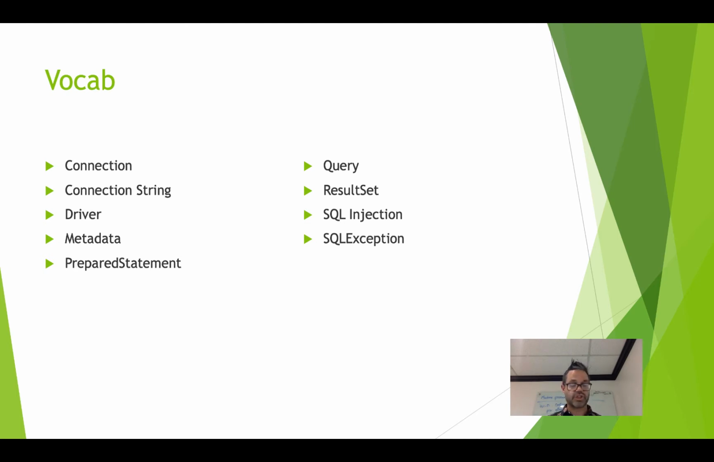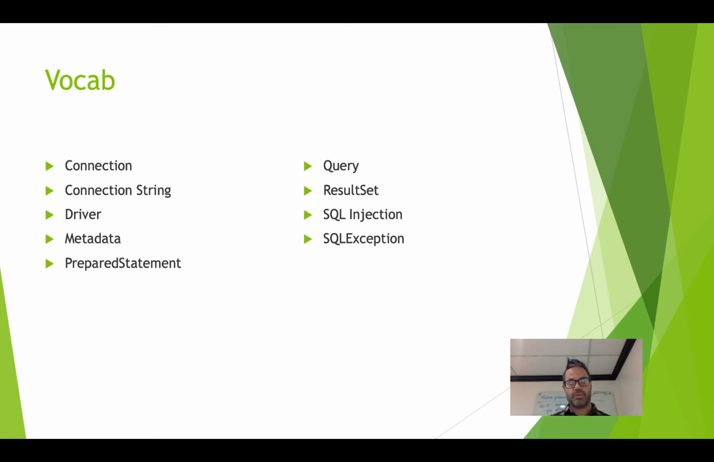We have the connection itself, which is the object we use to actually hold a relationship between the Java program and the database we're talking to. The connection string, we'll talk about in quite a bit of detail in just a minute, but it's how I make that connection, the information I need to send to it. The driver is the tool that actually makes that connection happen. The metadata, or as you've seen in your English classes, the data behind the data, which tells us information about what we're actually working with.